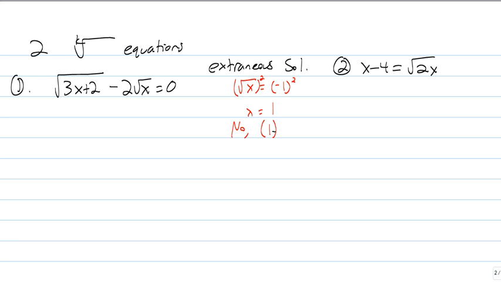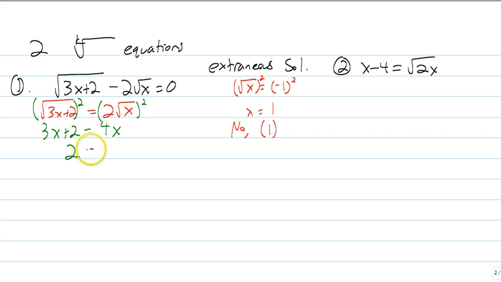So let's see what happens here. With two square roots, you want to break them apart, as in move one of the pieces to the other side. You don't want both of them on one side, if possible. And so for this one, we're going to do the square root of 3x plus 2 is equal to 2 root x. Square both sides. You get 3x plus 2 is equal to 4 times x. Move the 3x over, you get 2 is equal to 1x, and you get x is equal to 2 when you divide by 1.